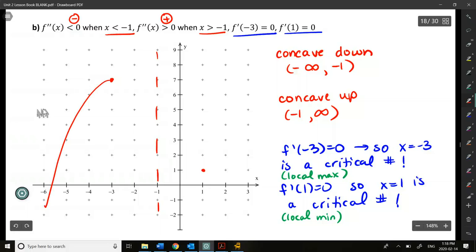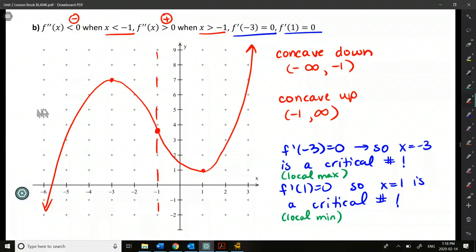So perhaps we have something like this, and then we change, right? So this right here is our point of inflection. Again, I don't know where this graph is shifted. I don't know if these local maxes and local mins are closer together or not, but as long as we have the correct information that the question has given us, we're good. Any questions on that one?